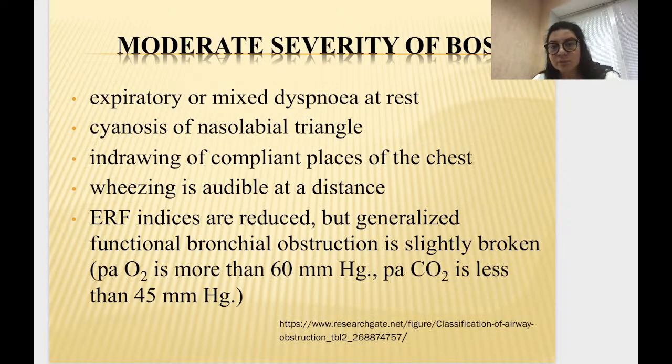In moderate severity bronchoobstructive syndrome, expiratory or mixed dyspnea at rest will be present. There can be cyanosis of the nasolabial triangle, retraction of compliant places of the chest, wheezing audible at a distance, and external respiratory function indices are reduced, but generalized function of bronchial obstruction is slightly broken, when partial pressure of oxygen is more than 60 millimeters Hg and partial pressure of CO2 is less than 45 millimeters Hg.